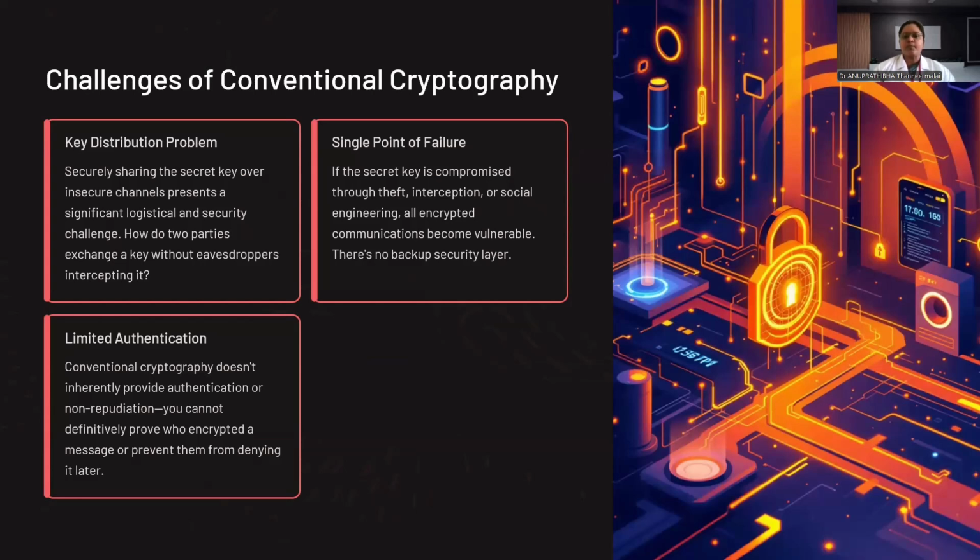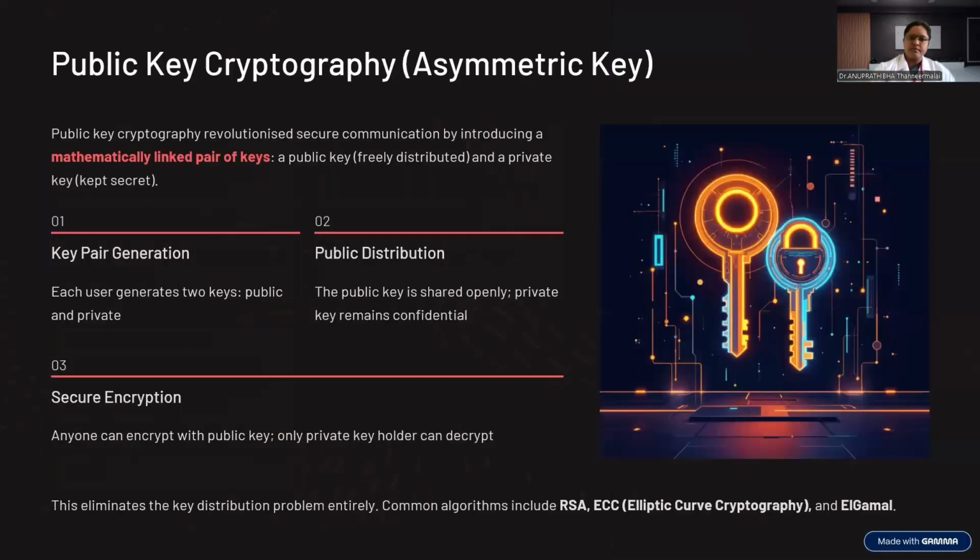The next thing is single point of failure. If the secret key is compromised through theft, interception, or social engineering, all encrypted communications become vulnerable. There is no backup security layer here. The third one is limited authentication, in which conventional cryptography doesn't inherently provide authentication or non-repudiation. So you cannot definitively prove who encrypted a message or prevent them from denying it later.